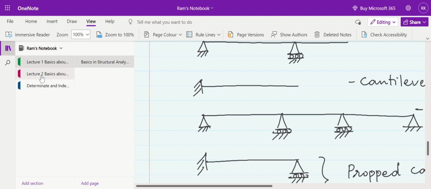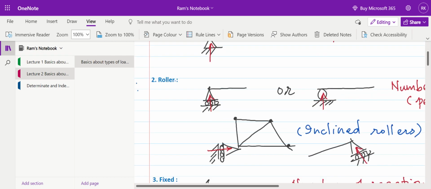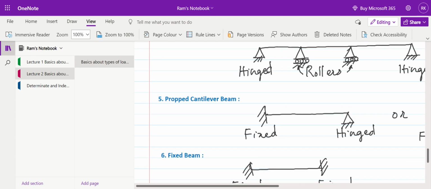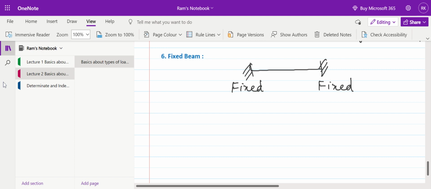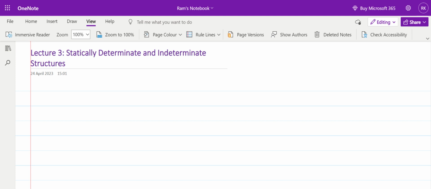In our second lecture, we saw the basics of loads, types of supports, and the various types of beams. This is what we have seen. And then today we will proceed to statically determinate and indeterminate structures.